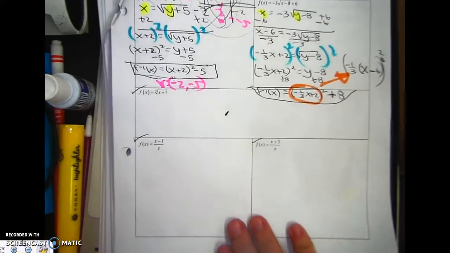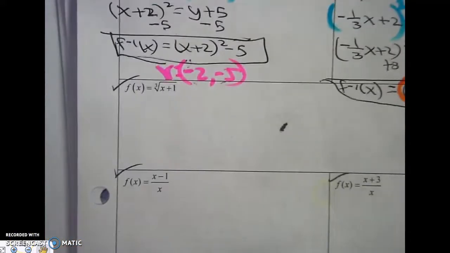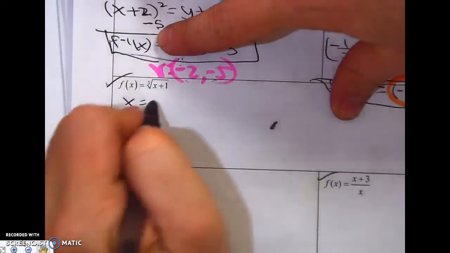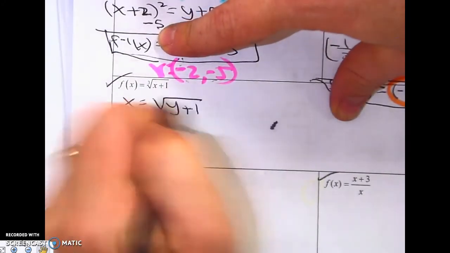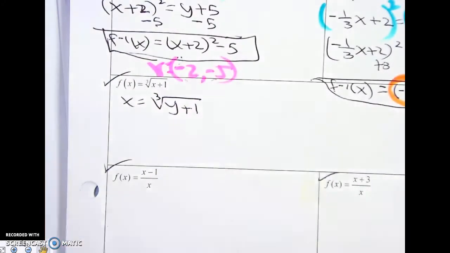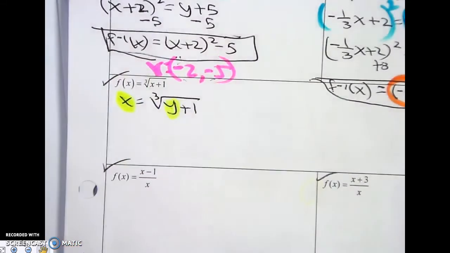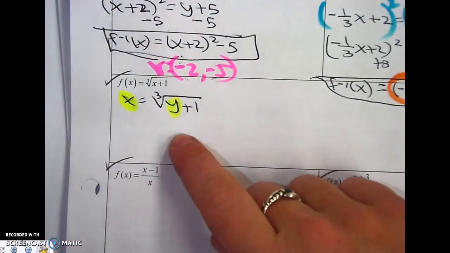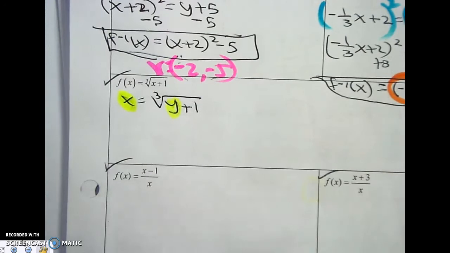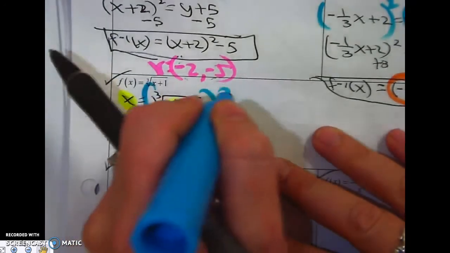So this time we have a cube root function, but it doesn't matter. Just switch the x and the y. That's always my first step of any inverse function. Now this time, instead of it being cube or square root, it's cube root. So I'm going to cube both sides.